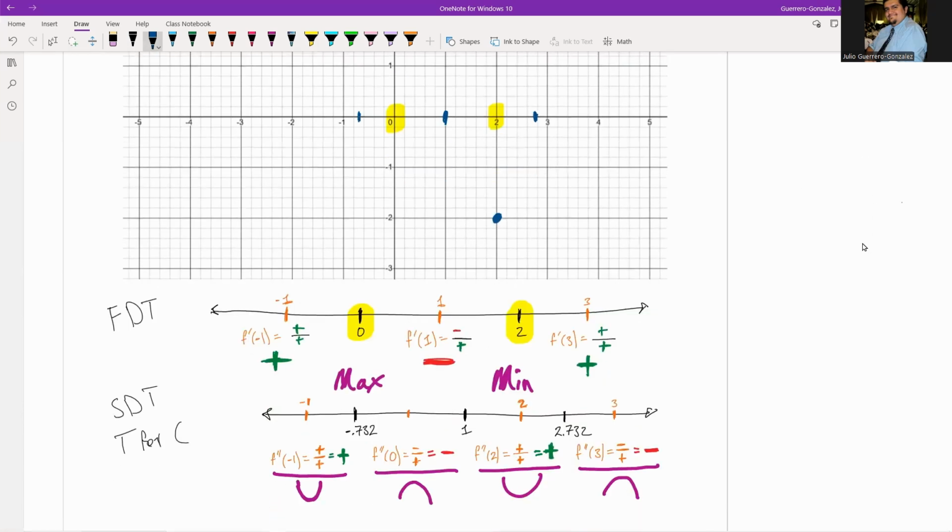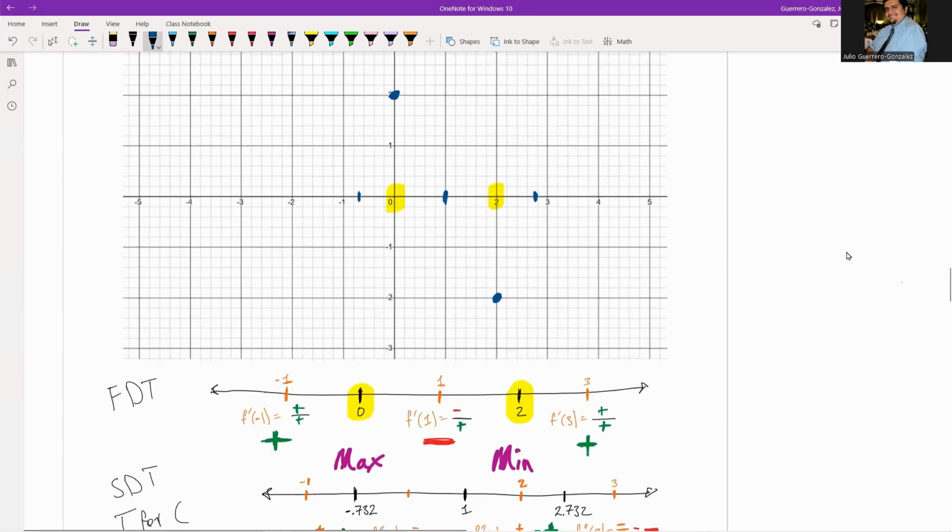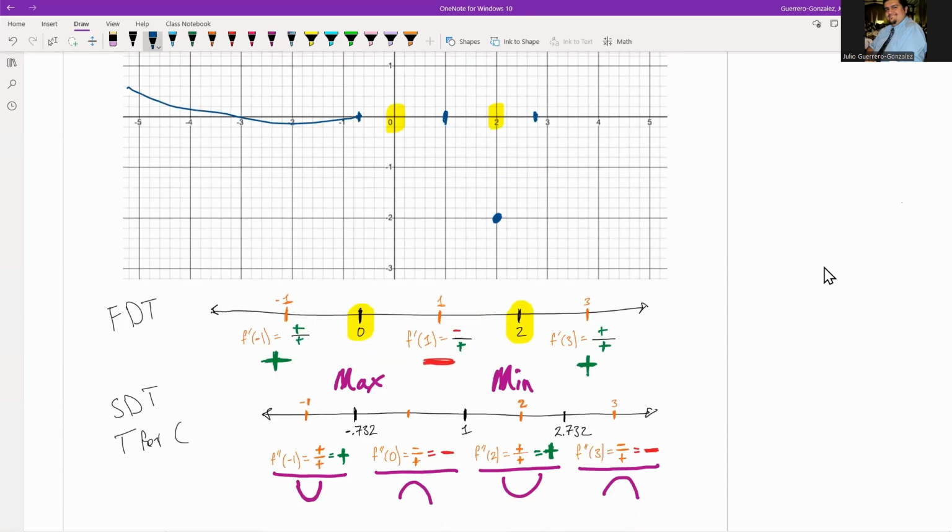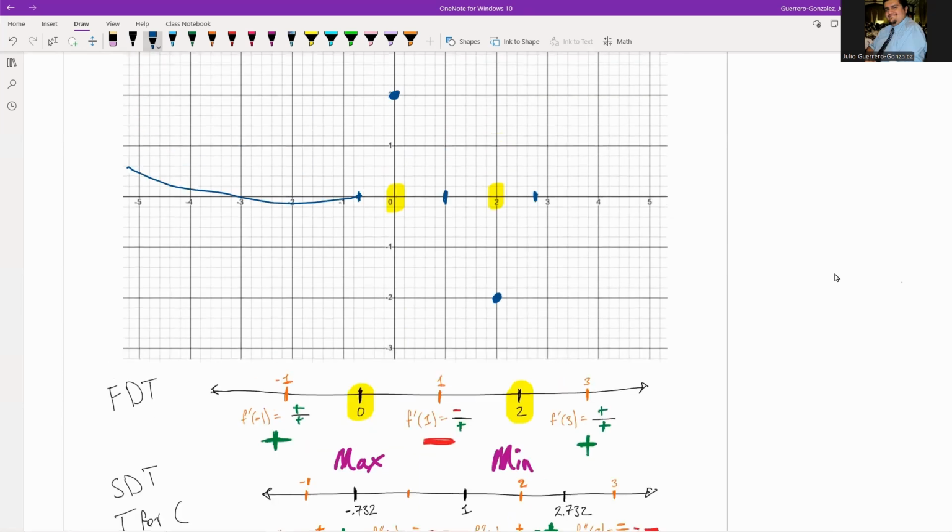Everything before negative 0.732 is going to be concave up. So I'm going to go ahead and do this. Like I said, it's a sketch, right? It's supposed to be just a sketch. So up to right here, it's concave up. And I gave it a nice little concave up there, right? Okay. Between negative 0.732 and 1, it's supposed to be concave down. So I'm going to do, there we go. Okay.